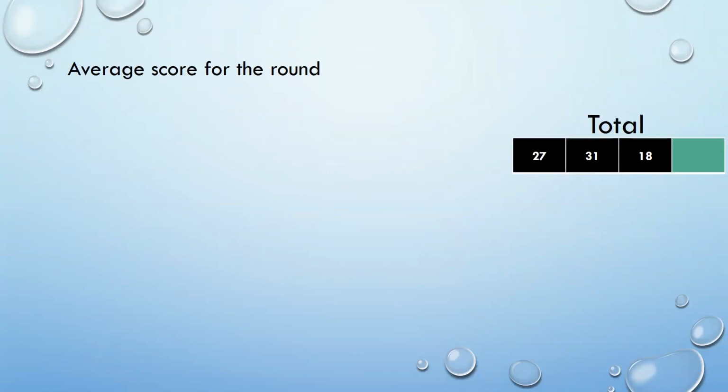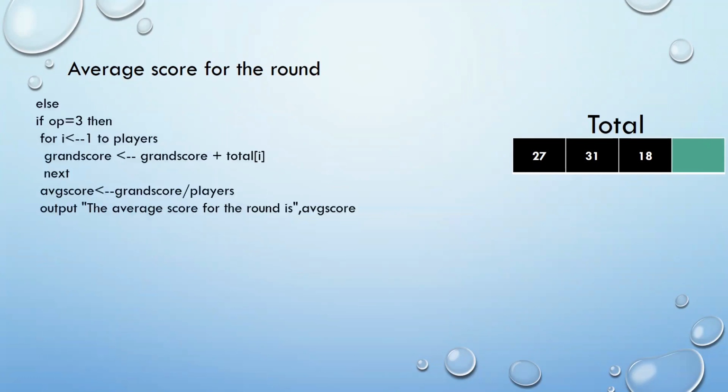That means the total scores for the round. Now they want to find out the average score for the round. So finding the average is pretty straightforward. You have to add up all the totals and display an average for that. So it's a very short pseudocode.